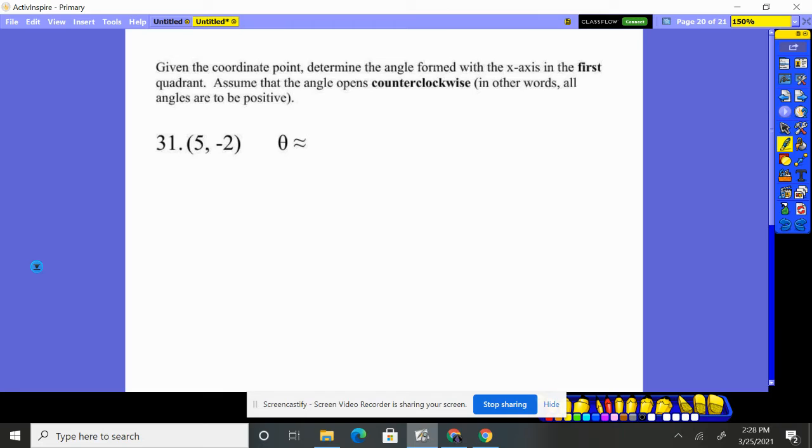So we have this point: 5 over, 2 down. There's a point right here, and that's its terminal side. It opens from the x-axis in the first quadrant. So we're trying to figure that out. We know it's between 270 and 360. Those are the only answers that make any common sense.